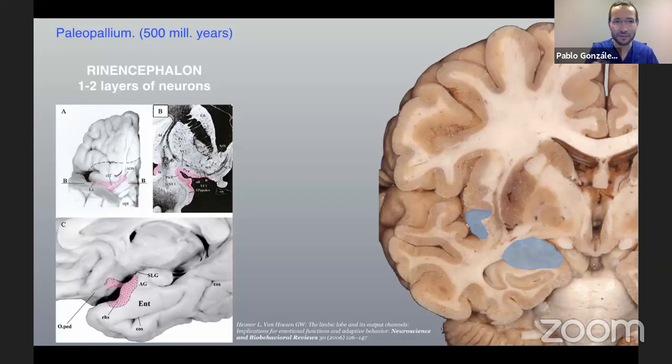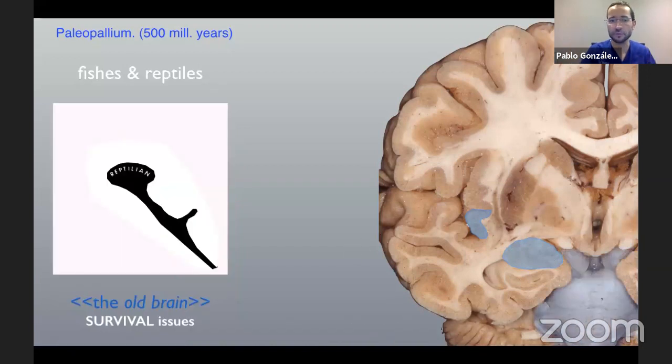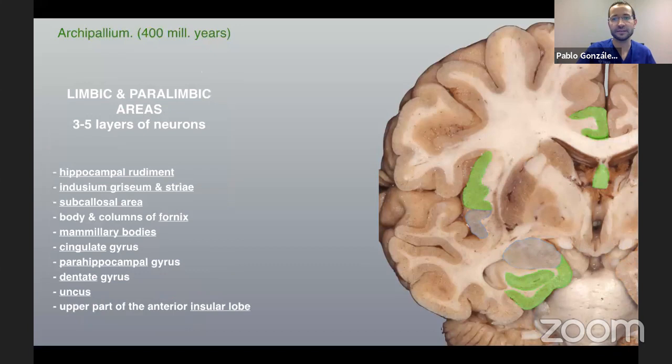So let's have a look at the paleopallium signature. Mainly, these are the so-called rhinencephalic areas because of the function of smell. We can find them at the level of the amygdala, of the limen insula, and even in some very specific parts of the insula, the most ventral ones. 1 or 2 layers of neurons. This is the so-called old brain. So these animals mainly had the brainstem and these rhinencephalic areas.